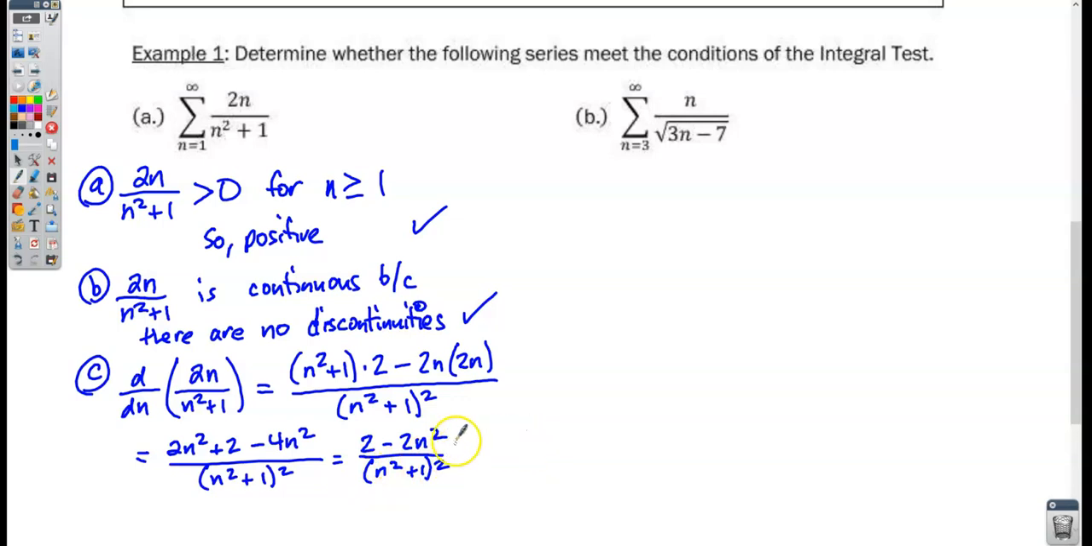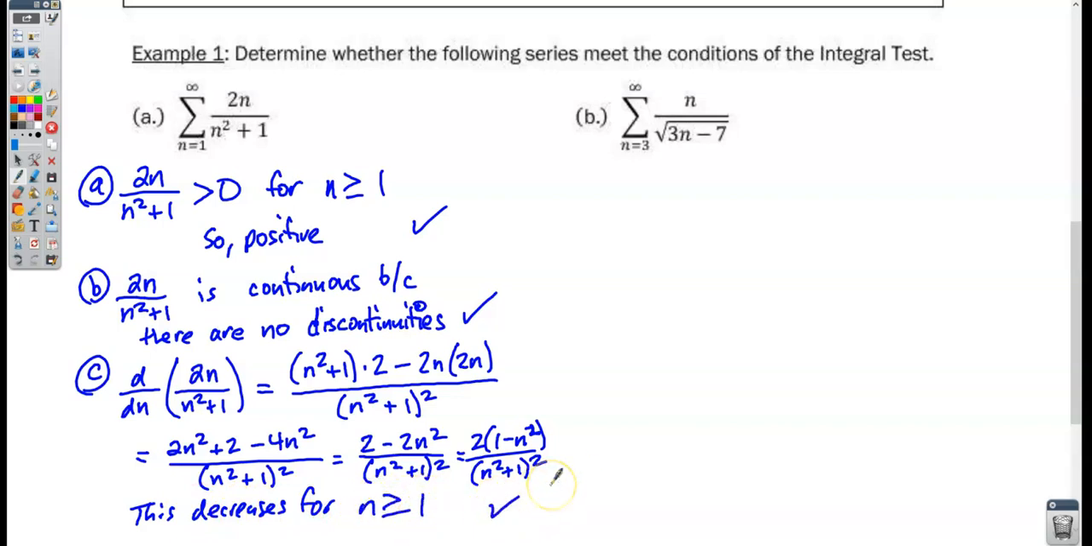And now you should recognize that this derivative, the denominator is always positive for any value of n, and the numerator is going to be negative for any value of n greater than 1. All right? Therefore, this decreases for n greater than or equal to 1. And so we've met all three conditions for the first part of this example. All right, let's go ahead and look at part B of this example.